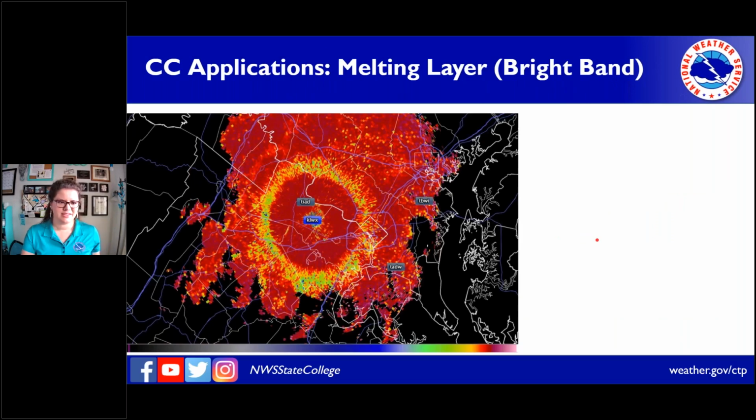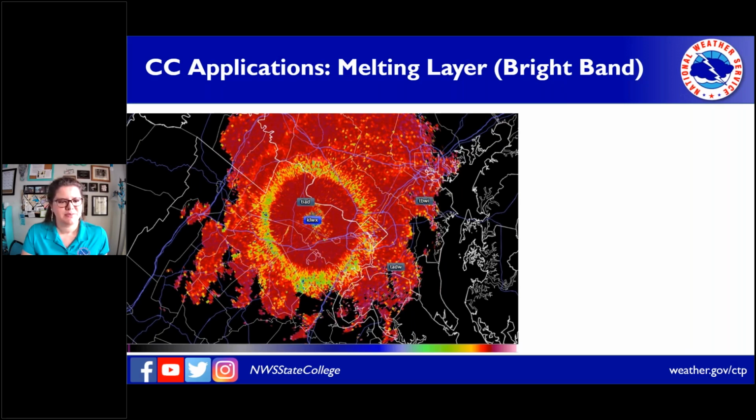Next, let's look at some correlation coefficient applications. So CC is usually the abbreviation for correlation coefficient. And usually we can see the melting layer, which we call the bright band. So our radar is at the center of this image here. And remember, close to the radar, we're close to the surface. As we get further out, we go higher in the atmosphere.